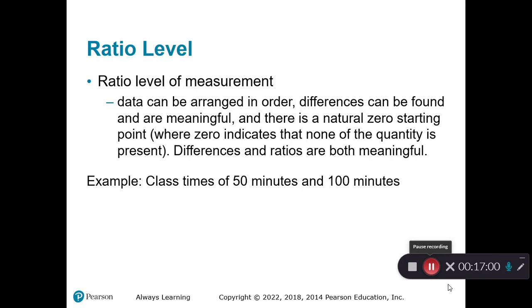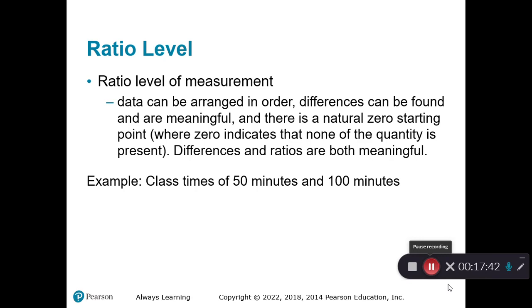And so, for example, class times. A class can last 50 minutes, a class can last 100 minutes, so we can say that the class that lasts 100 minutes is 50 minutes longer than the class that lasts 50 minutes, and that would be true. So the differences are meaningful. We could also say that a class that lasts 100 minutes is longer than a class that lasts 50 minutes, so the order matters. But here is the difference. The time that a class can meet starts with 0 minutes. That's the minimum time, and therefore it does have a natural starting point of 0.